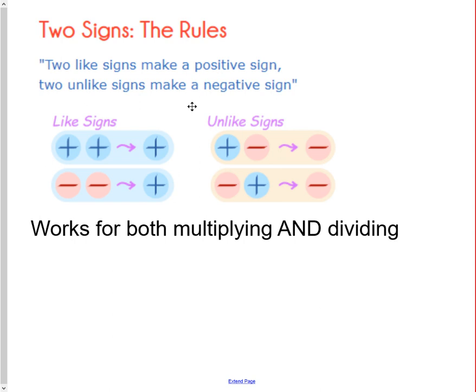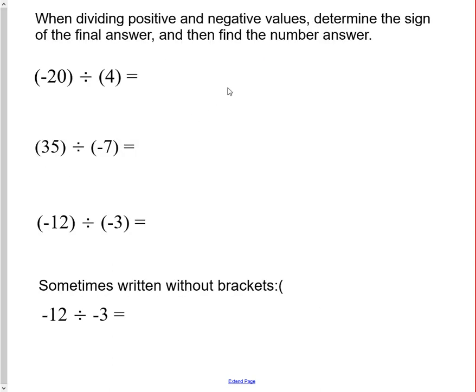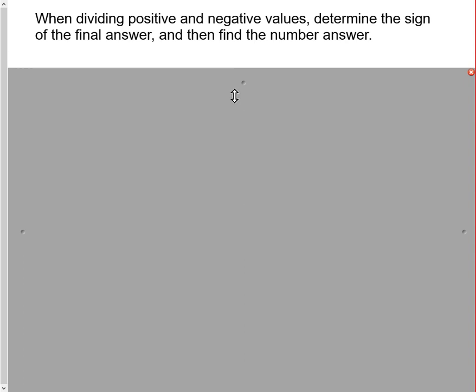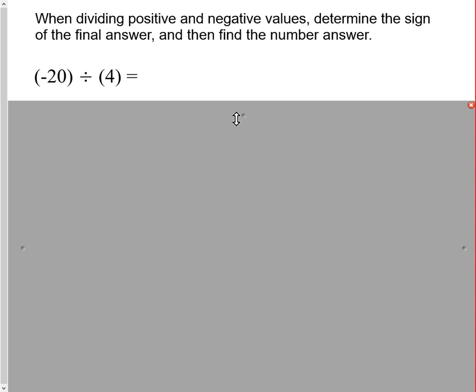So let's try a few of those out just to put this into practice. Okay, here we go. Let's put a screen on this. When dividing positive and negative values, determine the sign of the final answer and then find the number answer. So it's easy if we split them apart, right? Let's do that. Here we got one.